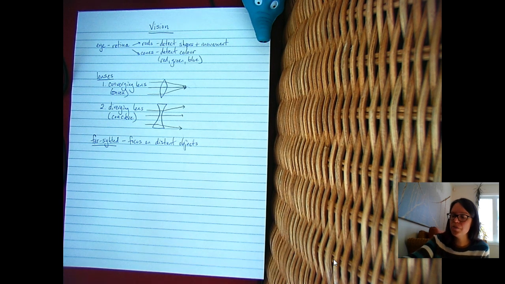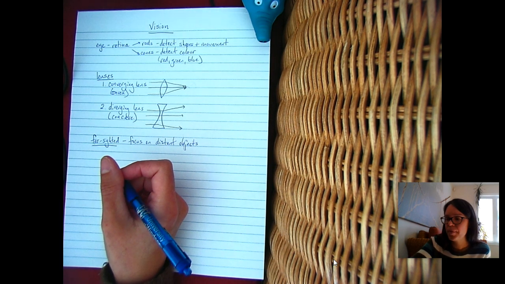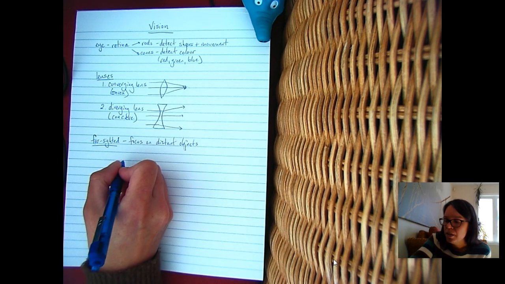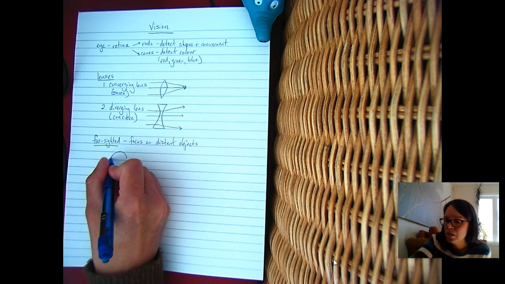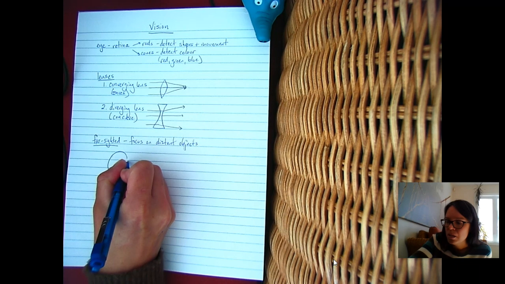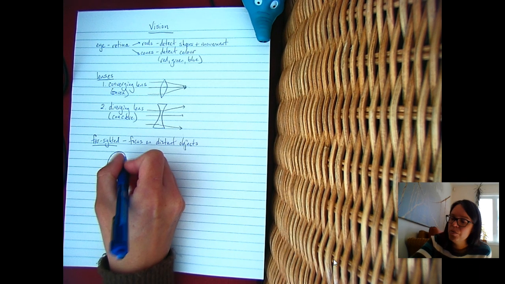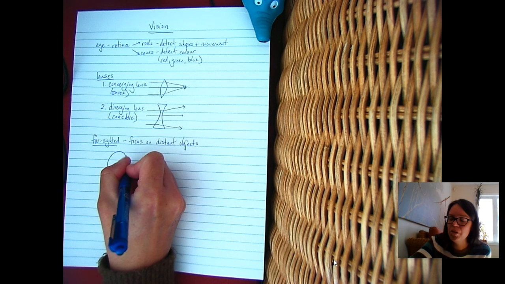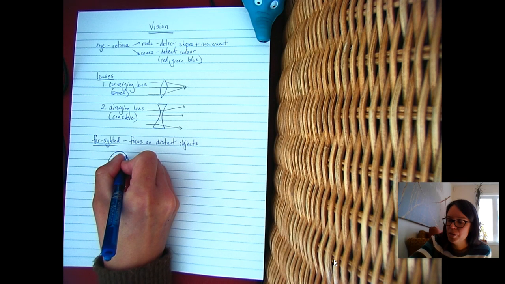So here's what's happening. Or let's just look at how you correct for that. So if we look at an eyeball, okay, so we have the cornea here on the outside. We have the pupil here, somewhere in here, and then we have the lens behind.